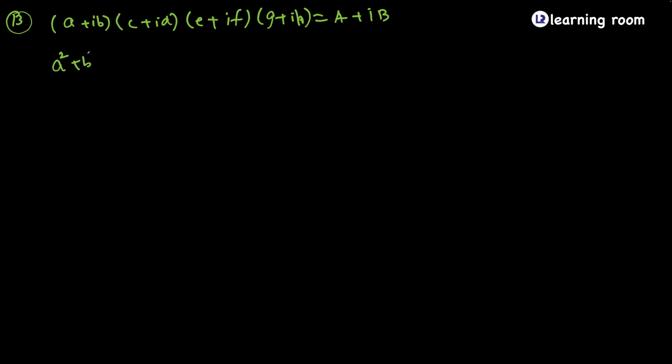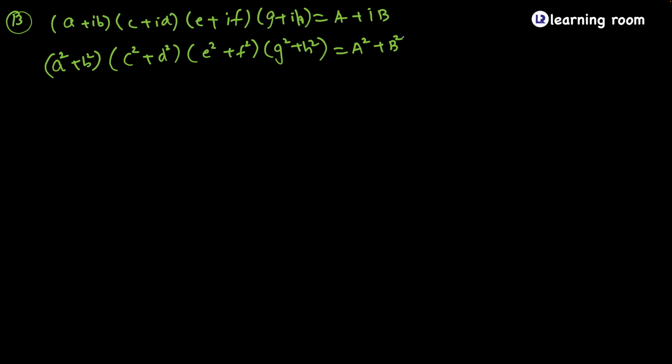So the 13th question is: if (a + ib)(c + id)(e + if)(g + ih) = A + iB, then what we need to prove is that (a² + b²)(c² + d²)(e² + f²)(g² + h²) = A² + B².